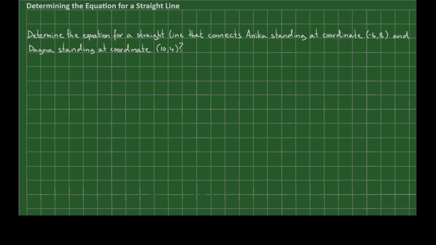This is a multi-step process. The first step is to visually represent the problem. Here are my axes, and I have only drawn the quadrants where the points are actually located. Annika is standing at coordinate -6, 8. Dagmar, on the other hand, is located at 10, 4.